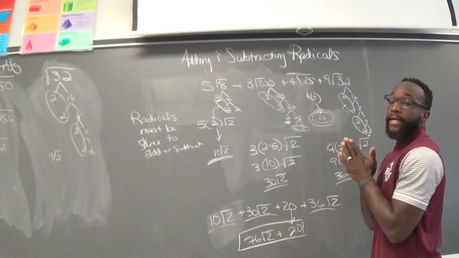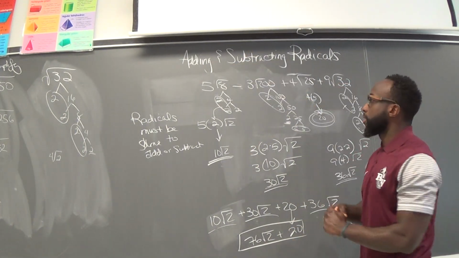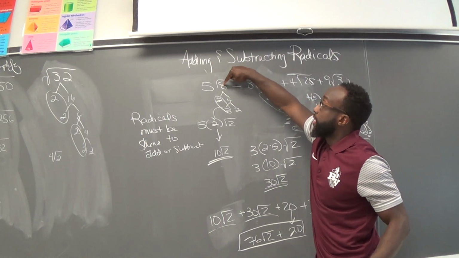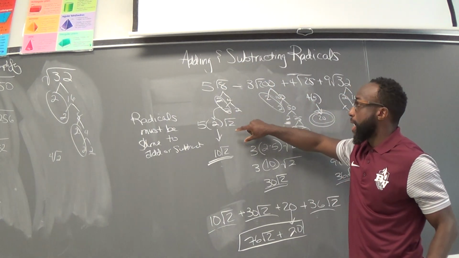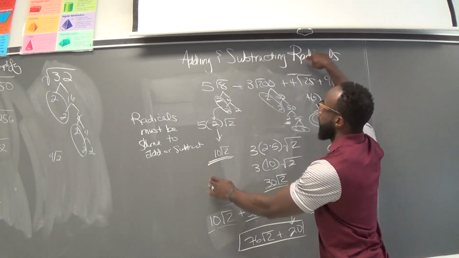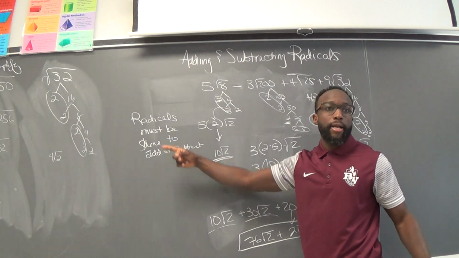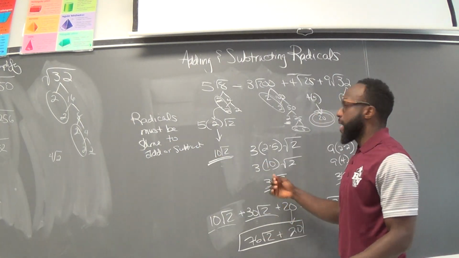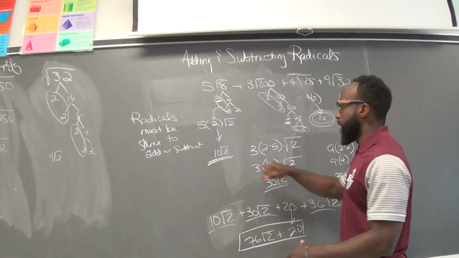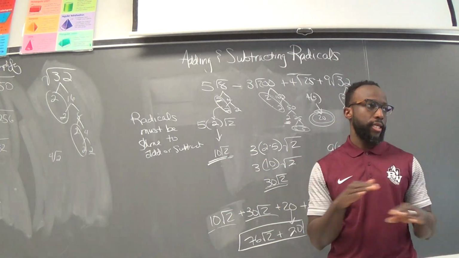All right, so here's the thing. Remember this, guys. When you're adding and subtracting radicals, you need to simplify your radicals first, like we did here. And then you want to add and subtract the same radicals. They have to be the same. So like radicals. If they're the same, then you can add or subtract them. If they're different, you can't do anything to them.